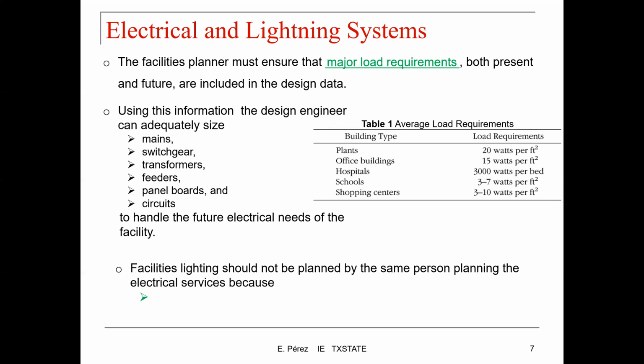Facilities lighting should not be planned by the same person planning the electrical services, because illumination should be custom designed for the areas within the facility. So if you're going to have some people doing manual labor, you want to make sure that they have enough lighting to be able to perform those operations. If you have people in offices, same thing. So it has to be custom designed for the areas.